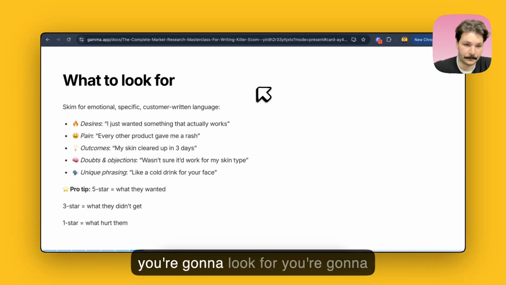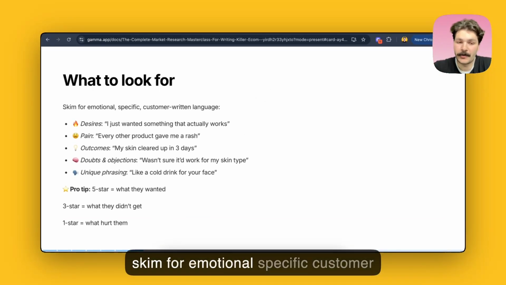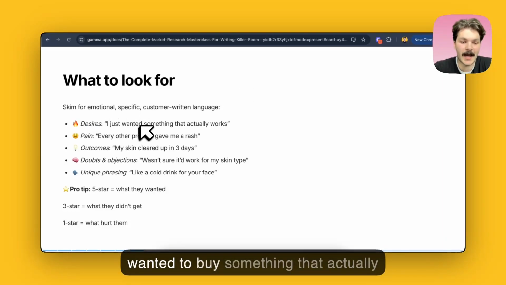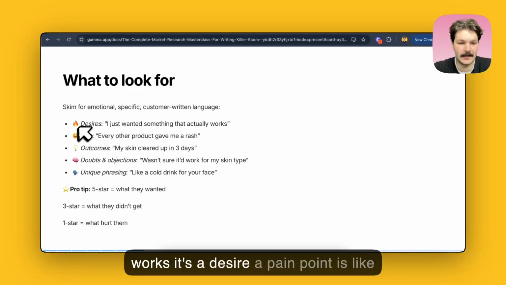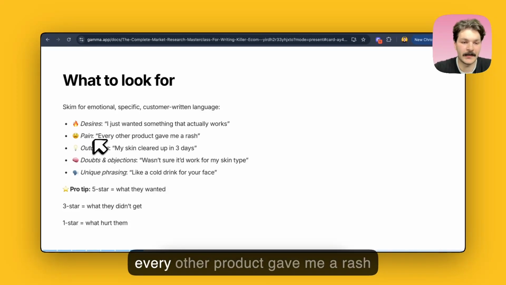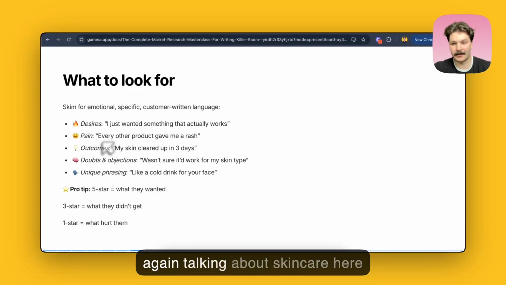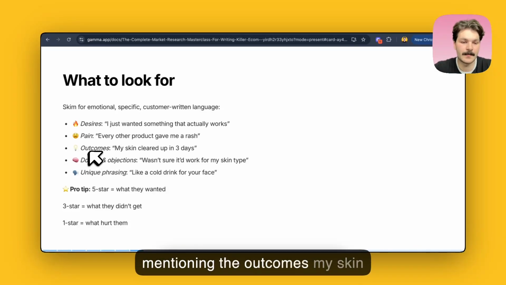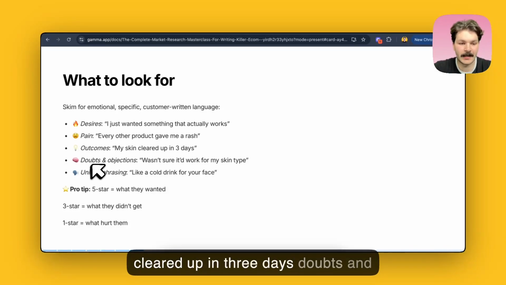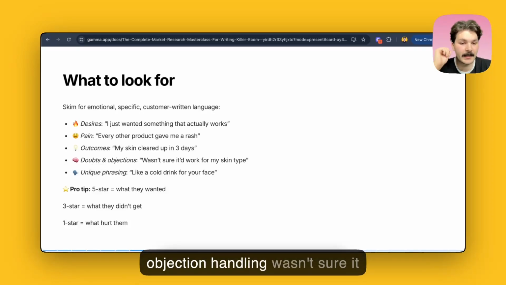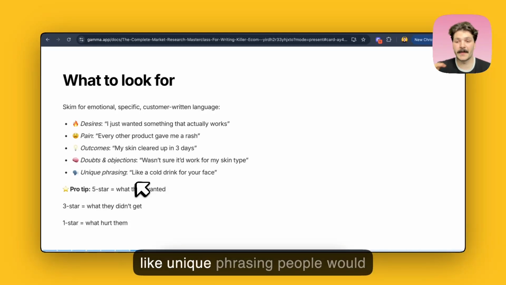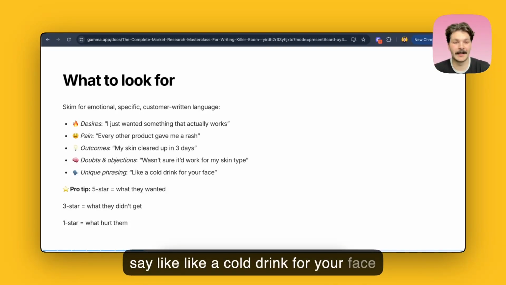Here's what you're going to look for. You're going to skim for emotional, specific, customer-written language. For example, "I just wanted to buy something that actually works" is a desire. A pain point is like "every other product gave me a rash." Again, talking about skincare here. You're going to look for people mentioning outcomes: "my skin cleared up in 3 days." Doubts and objection handling: "wasn't sure it would work for my skin type." Or things like unique phrasing. People would say something like "a cold drink for your face," etc.